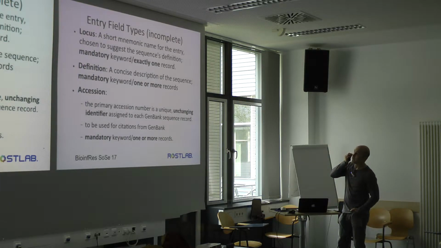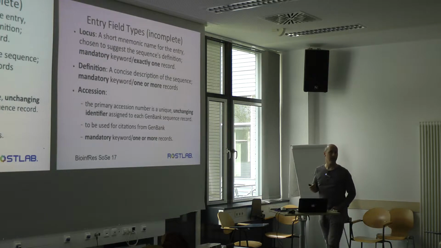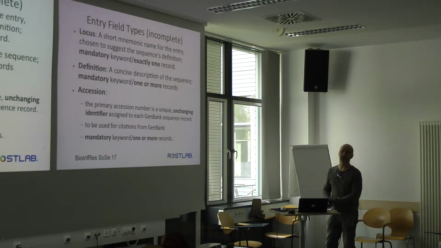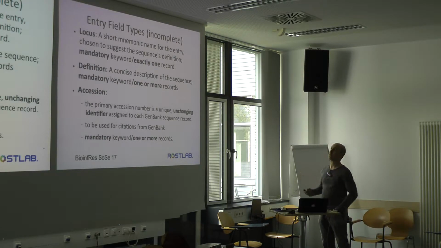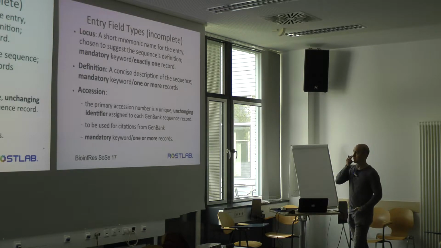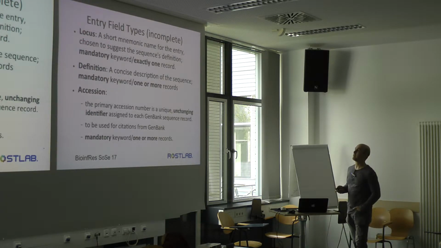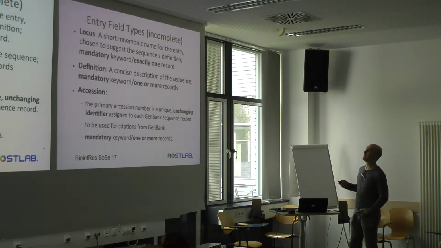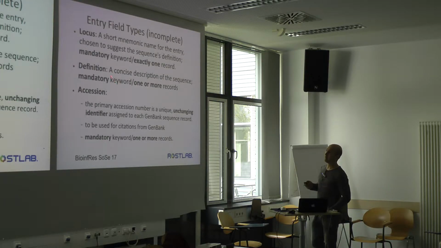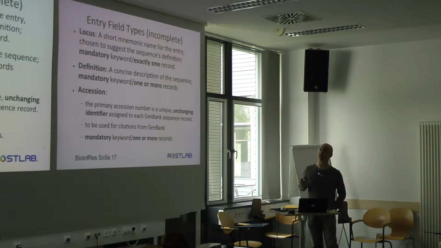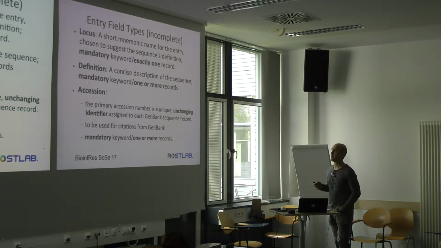So these are a few important field types, because if you have to write your parser on your own, you should know what is important and what is the meaning of these different types, because sometimes you have to extract the things, and of course you should know where this can be. So type locus, that means it's a short mnemonic name for this entry. This can change if the sequence changes. So this has to be present, so it's mandatory, and there's only one line. So if you find a GenBank entry file which has 2 lines starting with locus, there is something wrong.